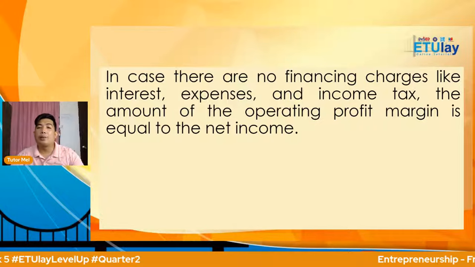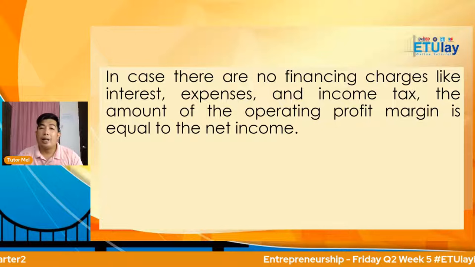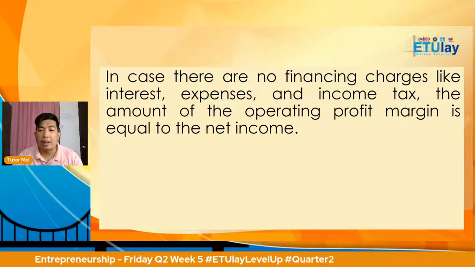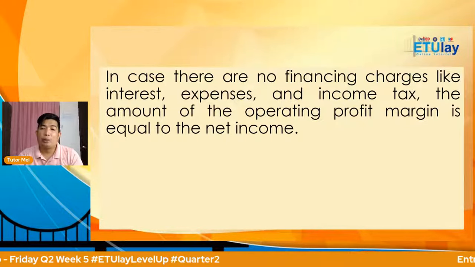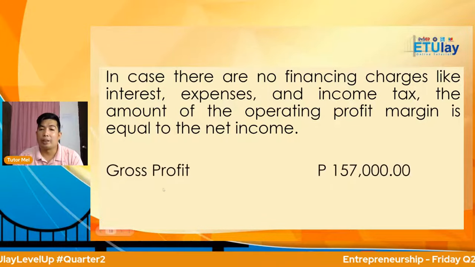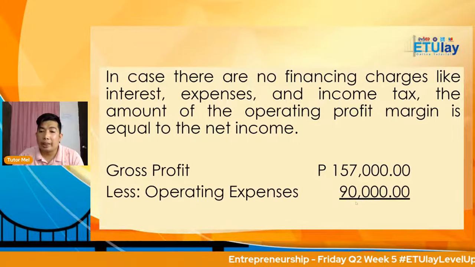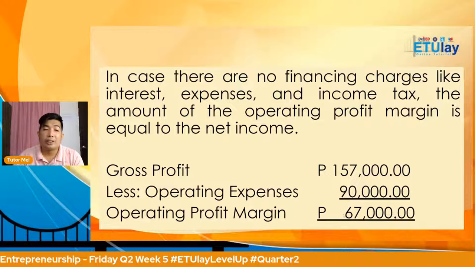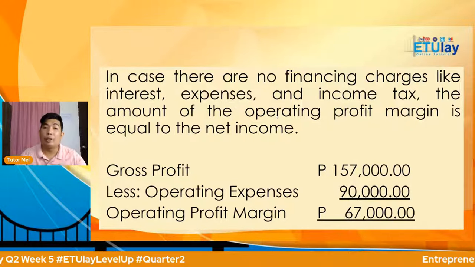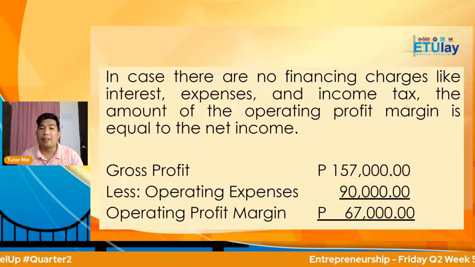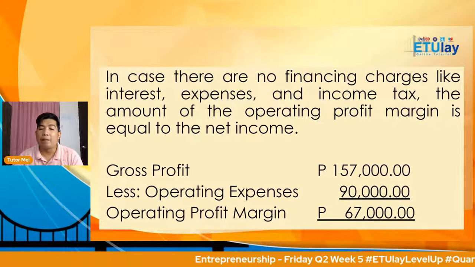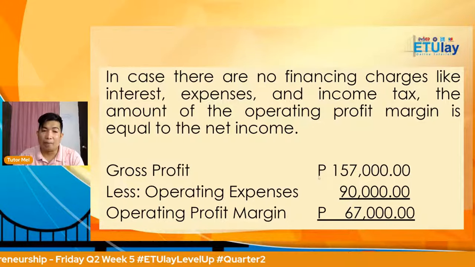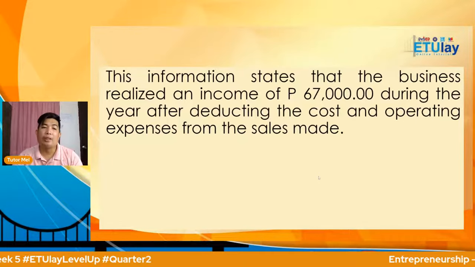Kapag ka naman, wala tayo, kasi may third level pa na tinatawag sa ating income statement. Okay, yun yung tinatawag naman natin na yung mga interest natin at income tax, binabawas sa huli. Huli na siya doon sa ating income statement. So yan, gross profit rate less operating expenses, 90,000 equals to operating profit margin, which is 67,000. Sabi nga dito, kapag wala na daw pong interest na binabayaran sa banko or income tax na binabayaran, ay yung ating operating profit margin, siya na yung ating magiging net income. Pero pag meron, katulad sa example natin sa susunod, meron yun siya.